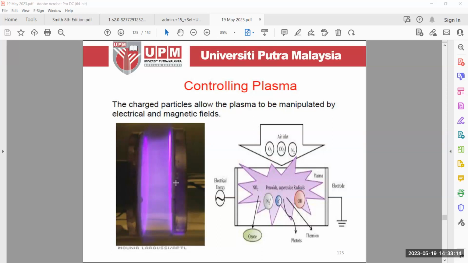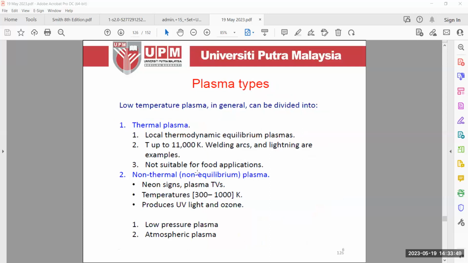So the color that the plasma emits depends on the type of gas that you use. You can use oxygen, CO2, or even nitrogen, okay? And it was being speculated that the killing mechanism of microorganisms was not caused by the plasma itself, but by the ozone that was the byproduct of the plasma. Okay, so that was being speculated up until now.